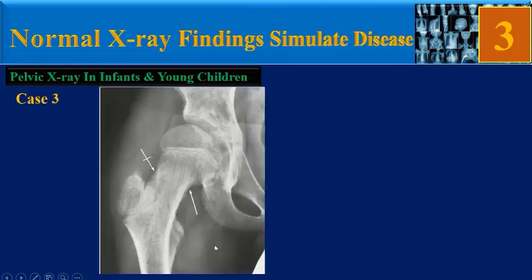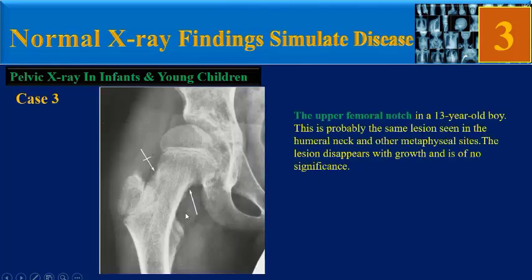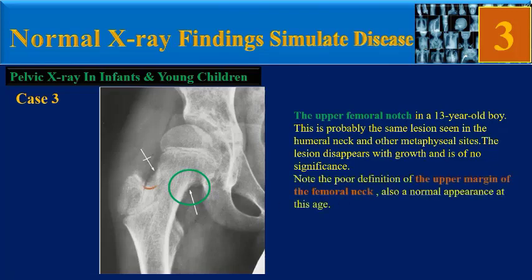Case 3. We can see here the upper femoral notch in a 13-year-old boy. This is probably the same lesion seen in the humeral neck and other metaphyseal sites. The lesion disappears and is of no significance. Also note the poor definition of the upper margin of the femoral neck, also a normal appearance at this age.